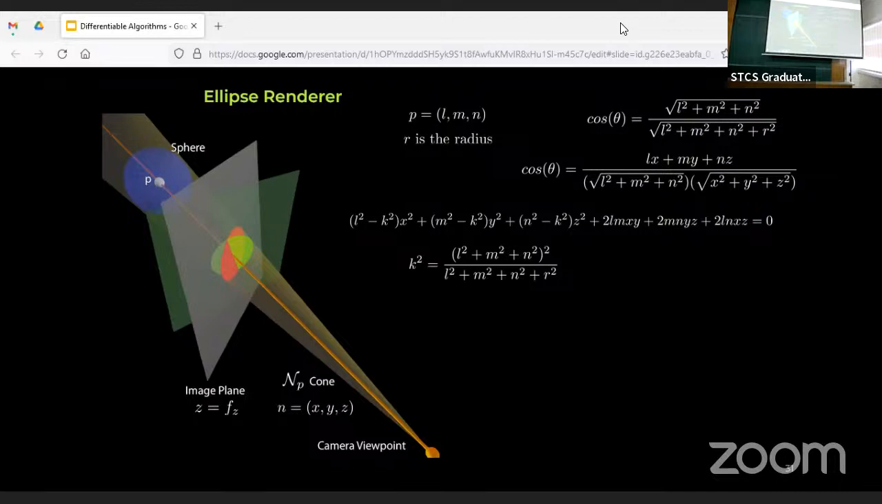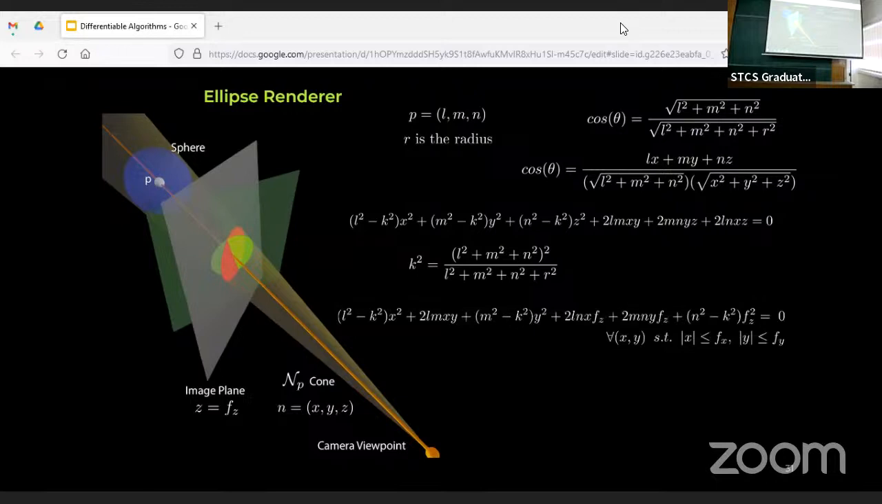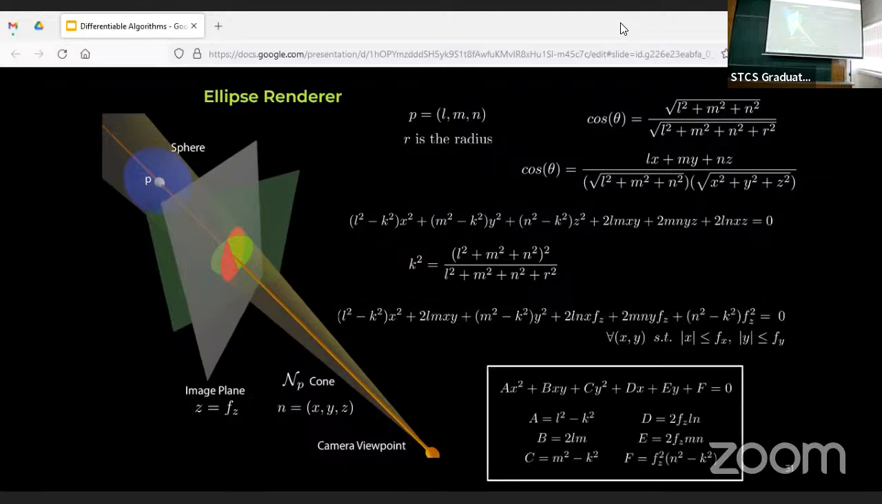And we have the image plane z equal to fz. So if we take the intersection of the plane with the cone, we get the equation of the ellipse, which is in this form. The input point is LMN, and these are all differentiable functions with respect to LMN. And so if we plug a query point xy into this equation, positive and negative, it would give the signed distance with the normalization. So this is how we have the differentiable renderer for the ellipse.